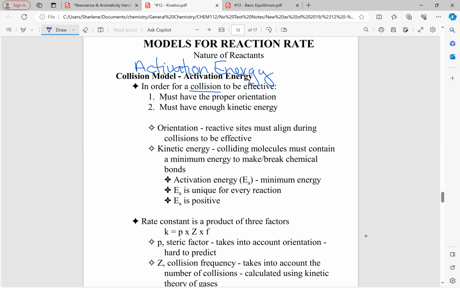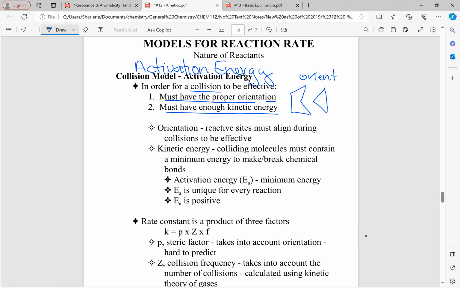So you have to have the proper orientation and you have to have the correct amount of kinetic energy. Now, in class, I would be using my hand and it would go into my fist, would go into my palm. Okay, proper orientation means, if you will, lock and key mechanism. All right, there's a really ugly lock. So let's say those are our two molecules. They must find each other in this orientation.